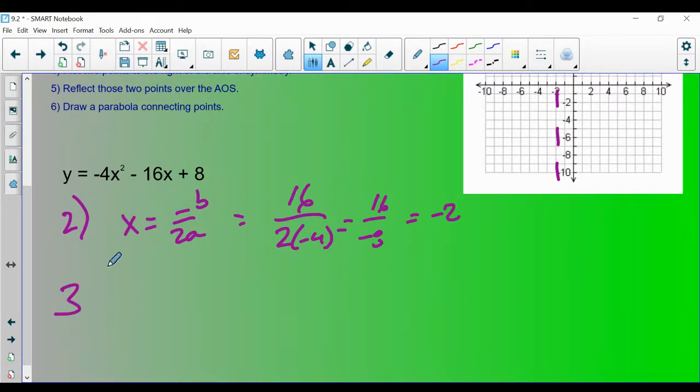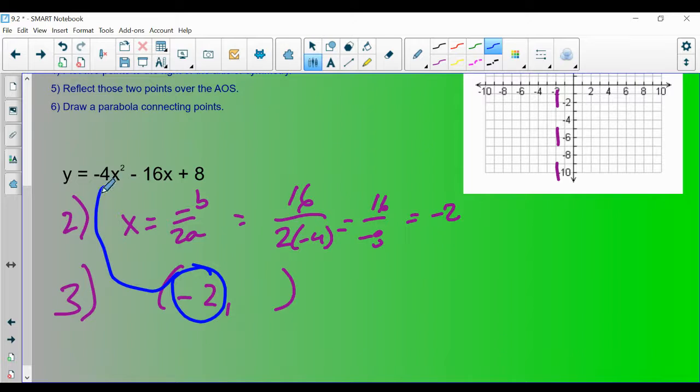If you know the axis of symmetry, guess what? You also know the x value of the vertex because they have to be the same thing. So I know it's going to be at negative 2. I just need to find the y value of the vertex. And the way that I do that is I take negative 2 and I plug it in for x there and for x there. So that would give me negative 4, negative 2 squared minus 16 times negative 2 plus 8.